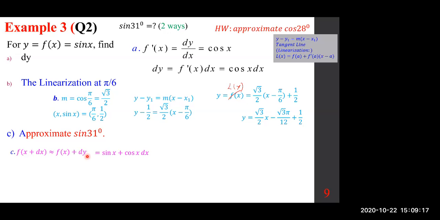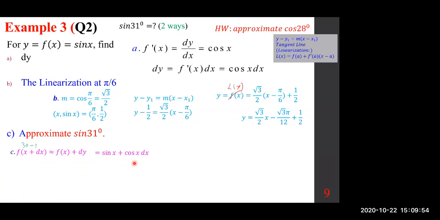Now, it's important to understand in this case, x is 30 degrees and dx is 1 degree. Now, of course, 30 degrees means pi over 6. 1 degree means pi over 180. I hope everybody remembers that. So we need to go with the radians for this to work.